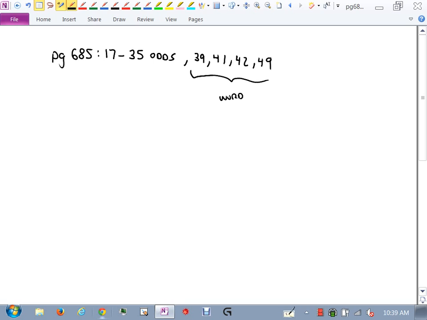Okay, and then law of cosines, page 693, we'll do something like 17 through, I won't give you so many in this one, 27 odd, 43, 45, 47. Those are also word problems.